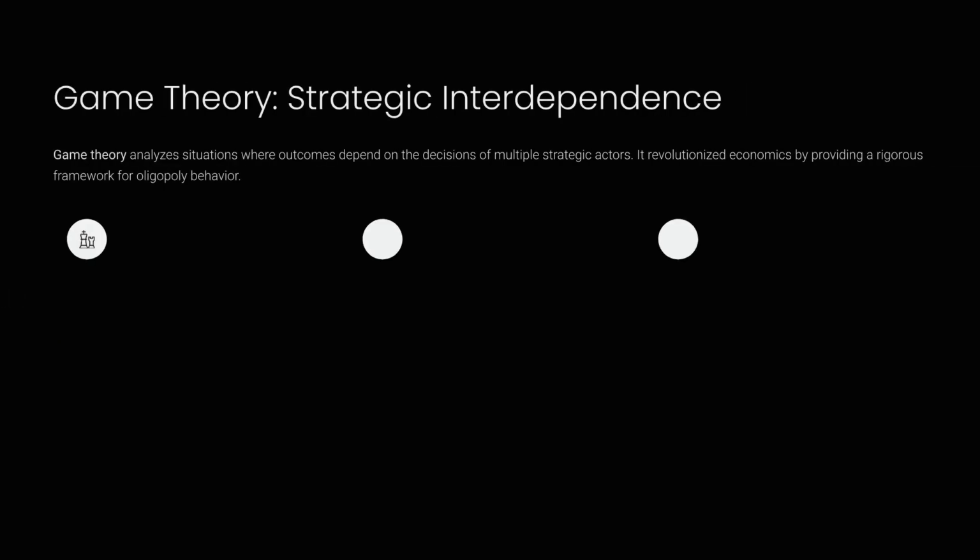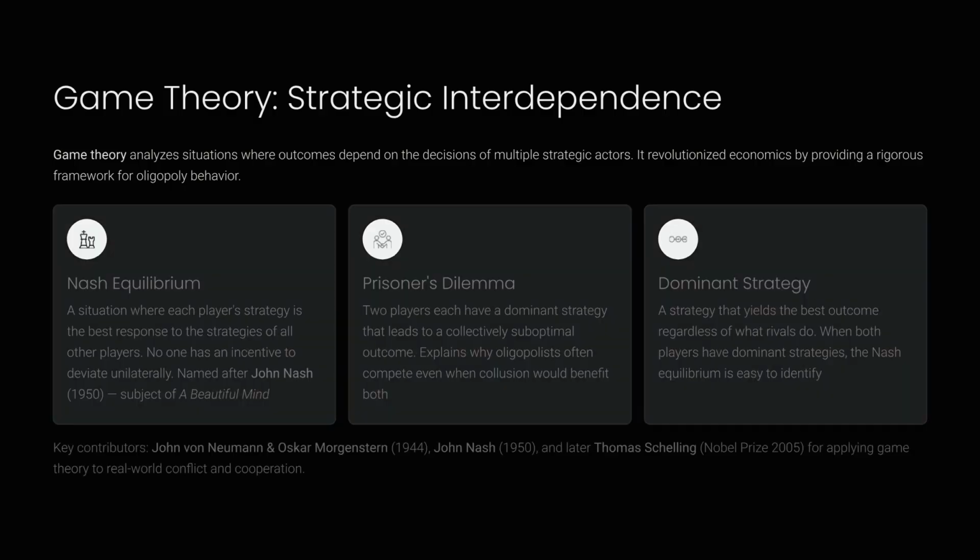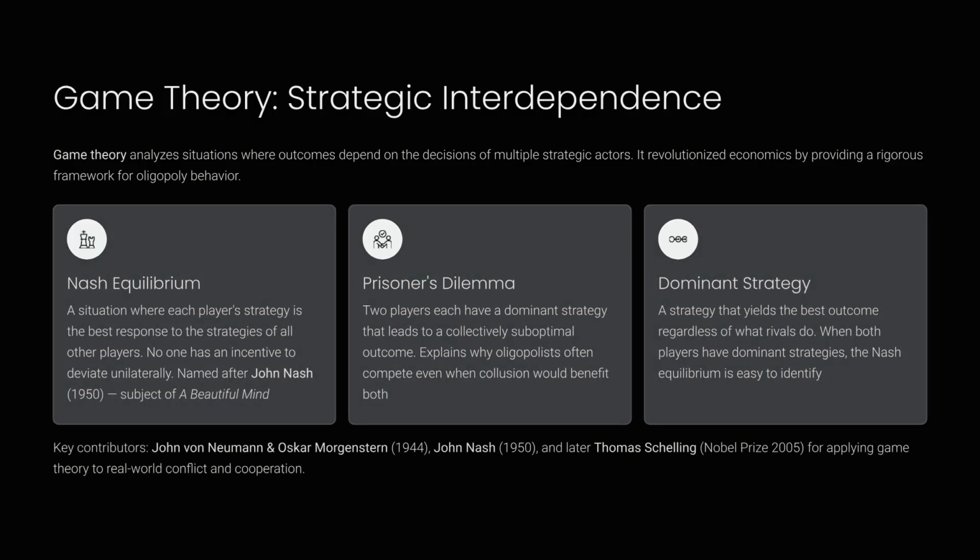Game theory analyzes the strategic interdependence of oligopolists. A Nash equilibrium is reached when no player can improve their outcome by unilaterally changing strategy. The concept of a dominant strategy helps identify this equilibrium.